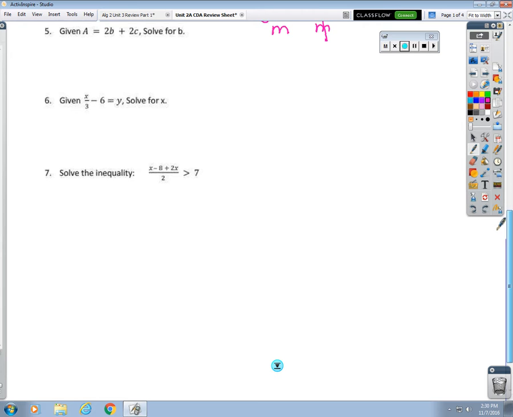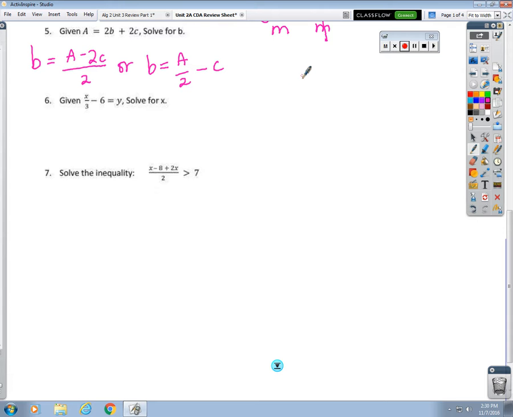Okay, number 5. Given a equals 2b plus 2c, solve for b. So you would have ended up with b equals a minus 2c over 2. Or they may have gone ahead and simplified it a little further to a over 2 minus c. Now, because look, a divided by 2, you can't reduce that. But a negative 2 divided by 2 is a negative 1, and then c.